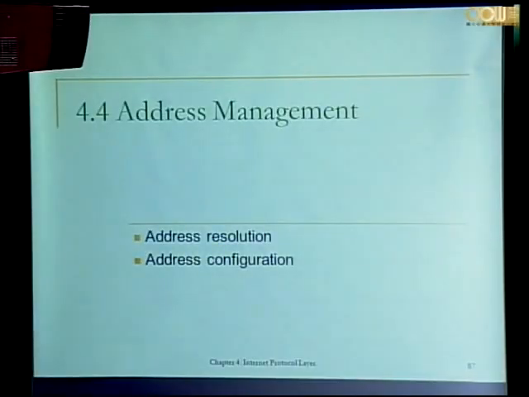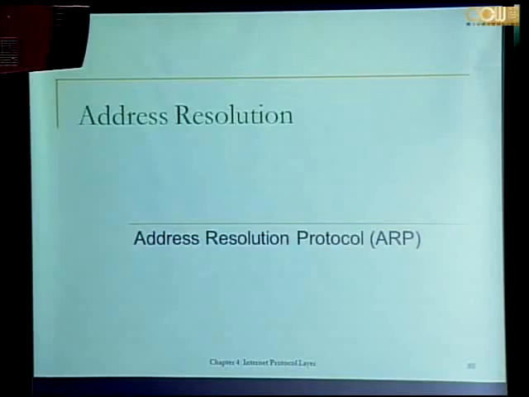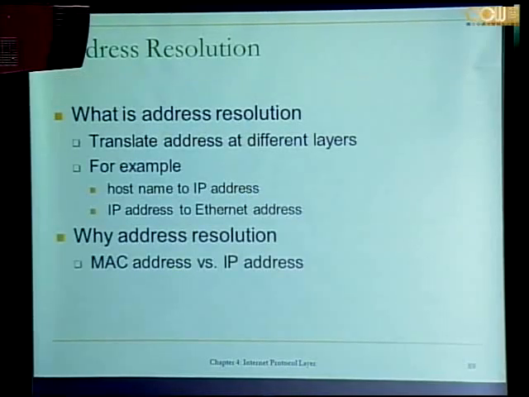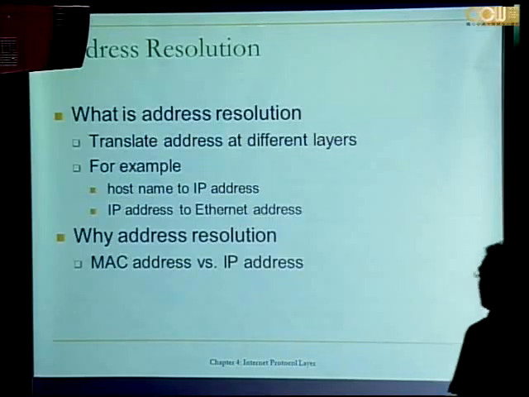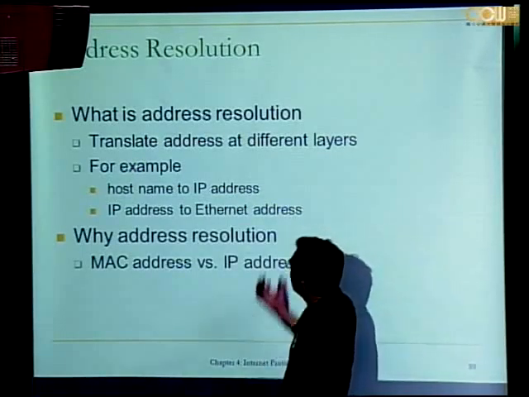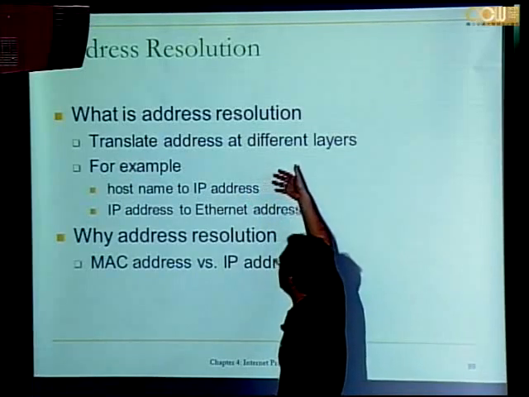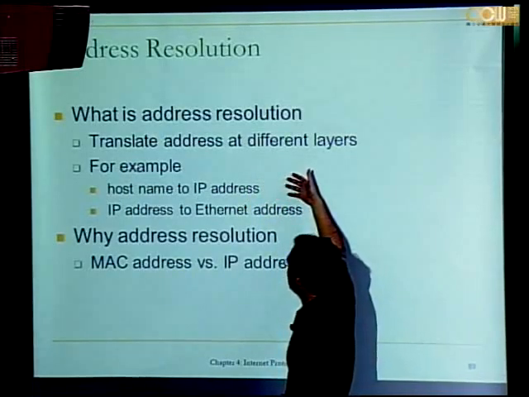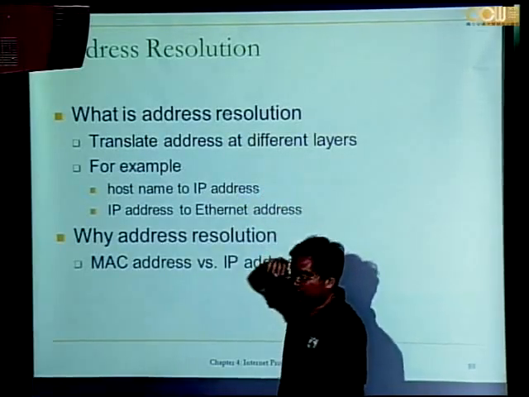Okay, so let's quickly go through ARP address resolution and address configuration by DHCP. The address resolution is about translating between the hardware address and software address. For example, you might have a host name, and from the host name you need to know the IP address of the host. So that's a translation. And actually, this is done by DNS, the domain name system. But DNS is not covered here.